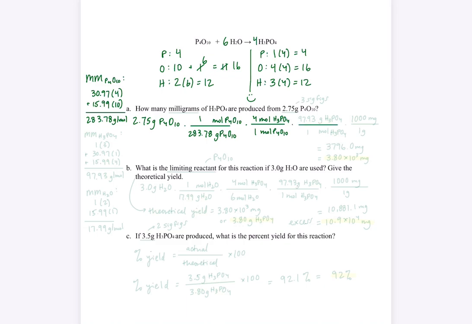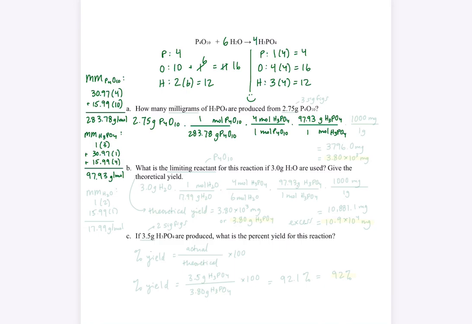And now we can convert from moles of H3PO4 to grams of H3PO4. And again, we will use the molar mass of H3PO4. So here we have our mass of hydrogen plus our mass of phosphorus plus our mass of oxygen. And that leaves us with 97.93 grams per mole.